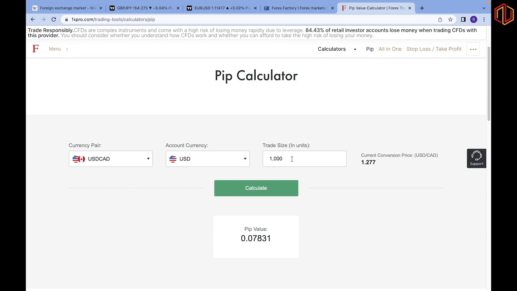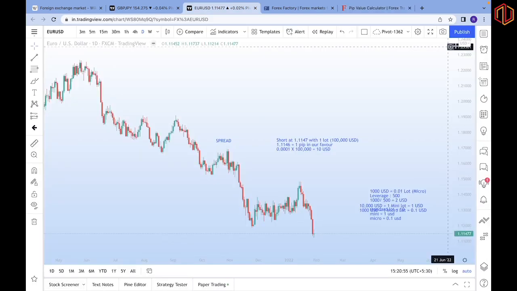So that gives you a brief introduction to the Forex market. There is more that you need to learn about the currency pairs, the major currency pairs, the minor currency pairs, and all of that we will be discussing in our next video.